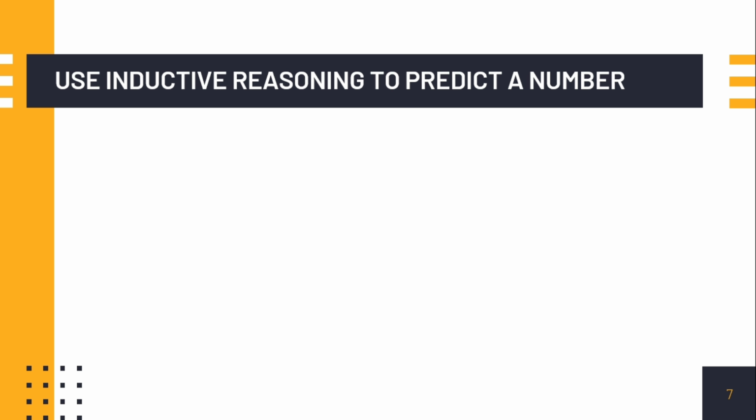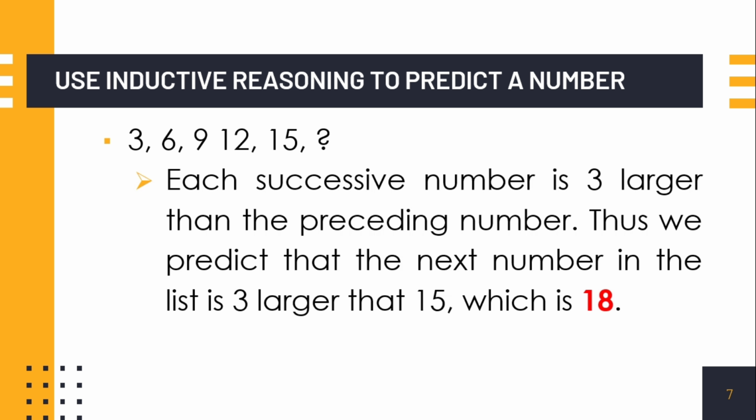So use inductive reasoning to predict a number. For example, we have 3, 6, 9, 12, and 15. As you notice, we're going to add 3 to get the next term. You need to add 3 to the previous term. So how are you going to use inductive reasoning to predict the number? We can say that each successive number is 3 larger than the preceding number. Thus, we predict that the next number in the list is 3 larger than 15. So we can say that the next number is 18.